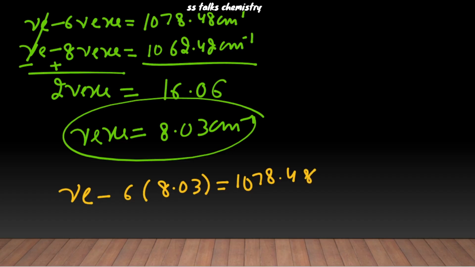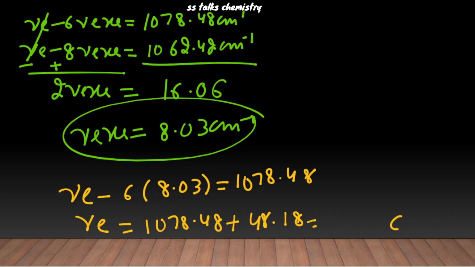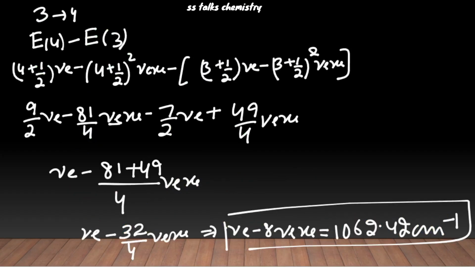it is 1078.48. Now this has to be added. Nu e will be 1078.48 plus, now 6 3s are 18, and 6 8s are 48. So adding both of these, we get 1126.66 centimeter inverse. This is the nu e value you are getting.